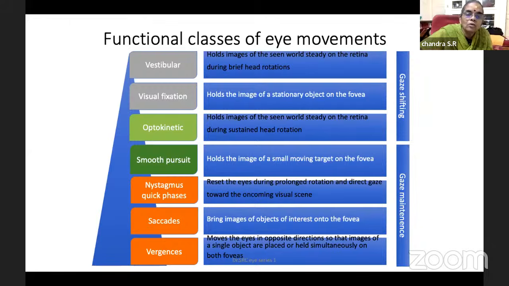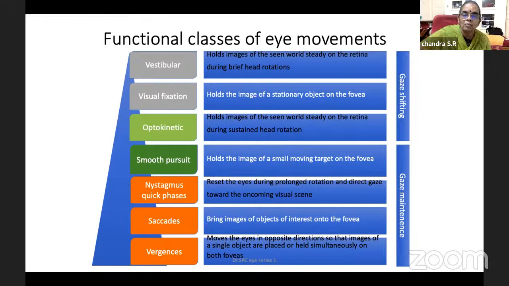And nystagmus quick phases reset the eyes during prolonged rotation. Optokinetic nystagmus is a physiological nystagmus. When the environment is sustained and the person is moving in the opposite direction, it resets the eyes during prolonged rotation and directs gaze towards the oncoming visual scene. The environment has moved back, you have moved forward, and it brings the object which is in front to the area of interest. That is the quick phase of nystagmus, optokinetic nystagmus, a physiological nystagmus.